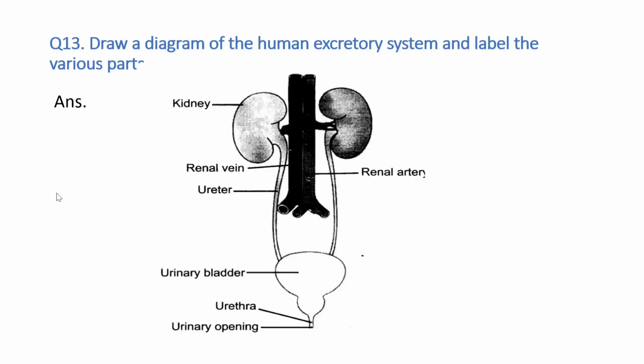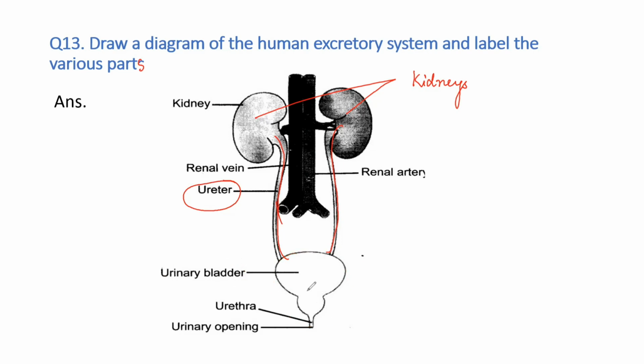Question number 13. Draw a diagram of human excretory system and label the various parts. So this is the diagram of the human excretory system. Let us look at the different parts of it. It consists of a pair of kidneys. Okay, so these are the kidneys. They are bean shaped. From each kidney arises a tube-like structure. This is called ureter. Okay, and this ureter joins a pouch-like structure, which is called urinary bladder.